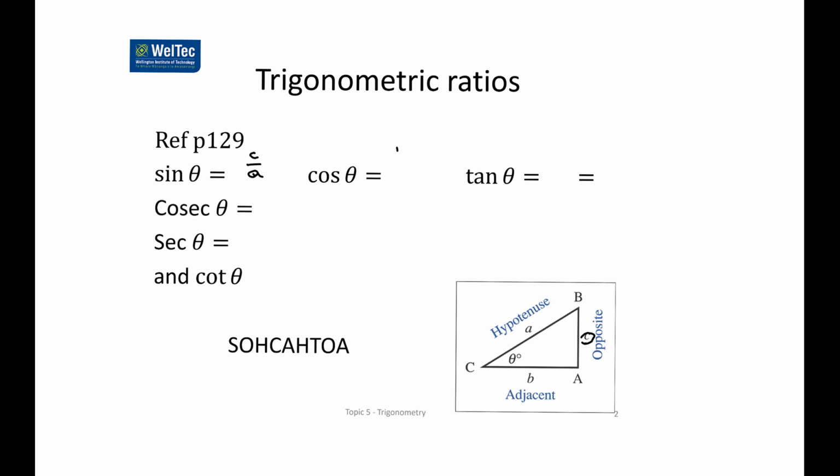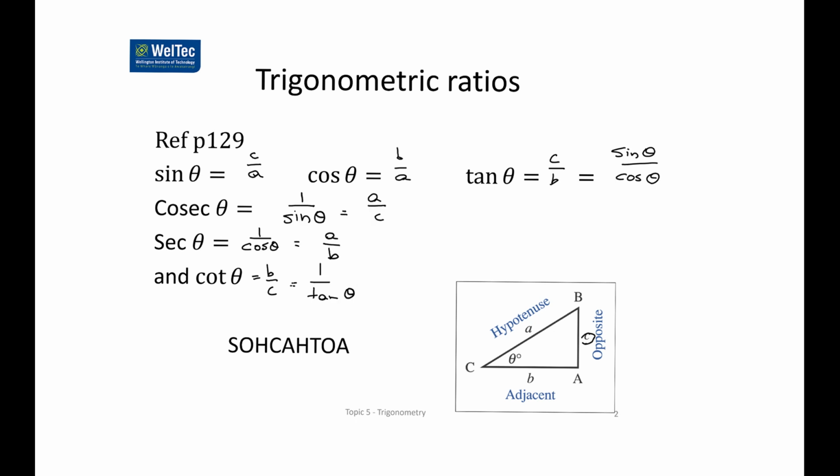Cosine of theta is going to be b over a. Tan of theta is going to be c over b. And we can also write that as sine of theta over cos of theta. Cosec theta is 1 over sine theta, so that's a over c. Secant of theta is 1 over cos theta. And cotangent is b over c, which is 1 over tan theta.